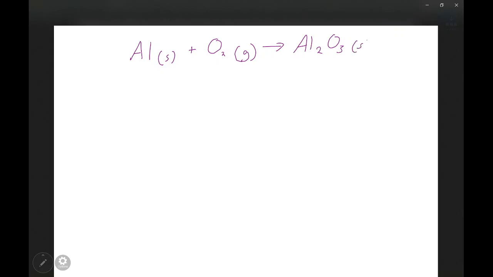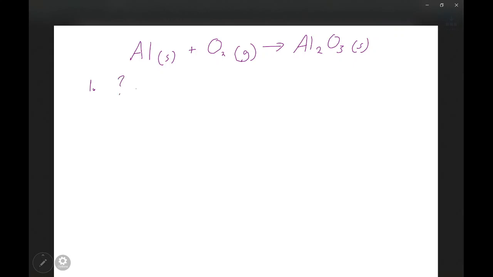Okay, so let's take a look at this one. The first thing I'll do here is just rewrite what we were given. First thing was the reaction. So we have aluminum reacting with oxygen to give us aluminum oxide as a solid.